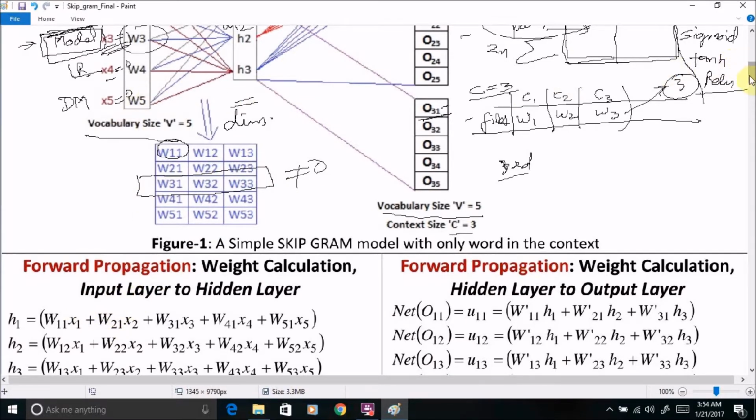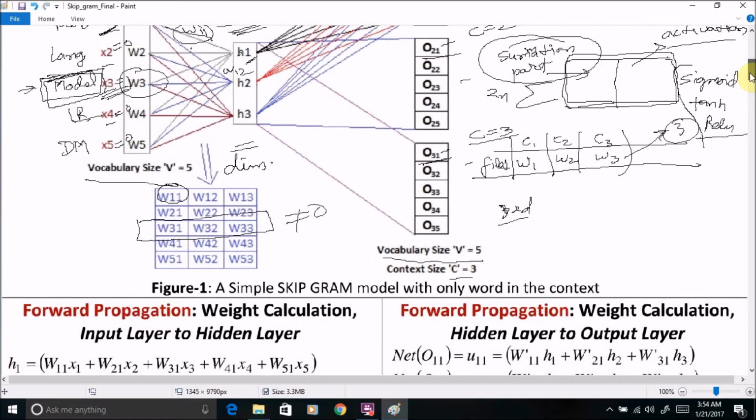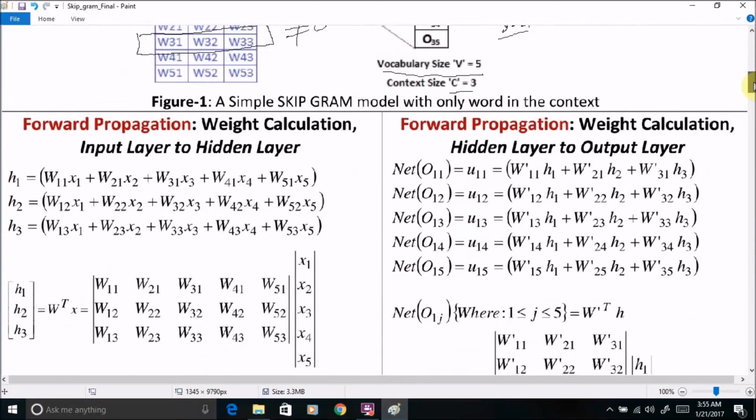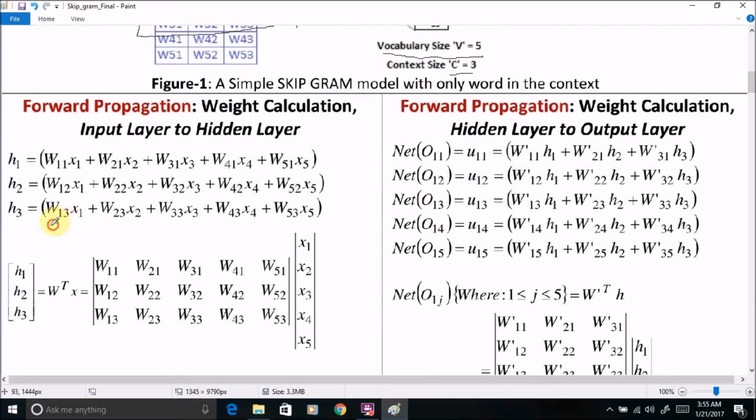Similarly, the second weight is w21 to h1 into x2, and this is w31, this node weight into x3, and so on. In the same way, we can calculate the weight of h1. Similarly, we can calculate the weight of h2 and h3. So this is the process to calculate the weight of h1, h2 and h3.